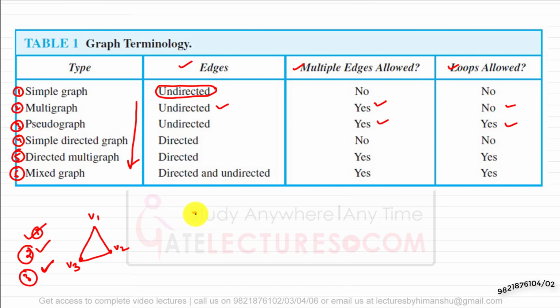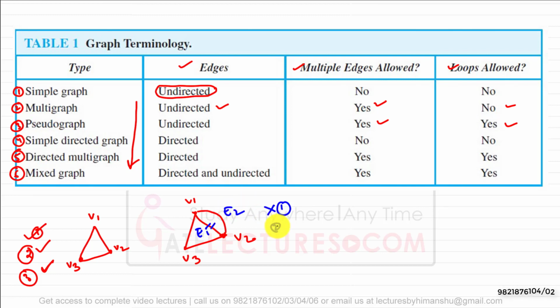Now if I have this kind of graph, this is vertex V1, this is vertex V2, this is vertex V3, but in this graph we have two edges between vertex V2 and V1. For example, this is one edge E1 and this is the second edge E2. Because there are two edges, this is not a simple graph. Why? Because there are multiple edges between the vertices V1 and V2. These two edges connect the same pair of vertices.